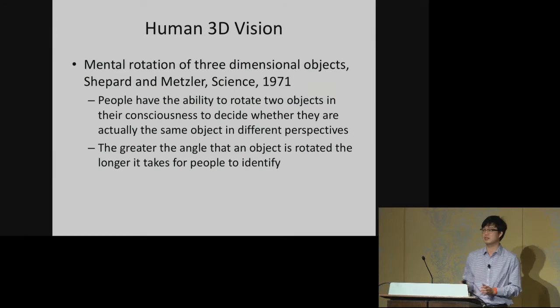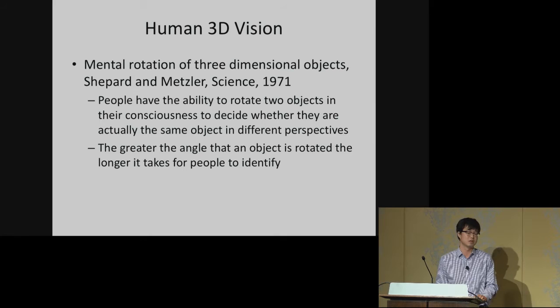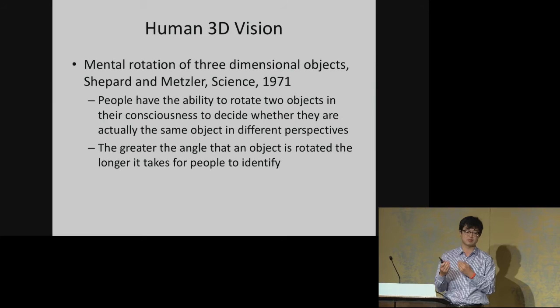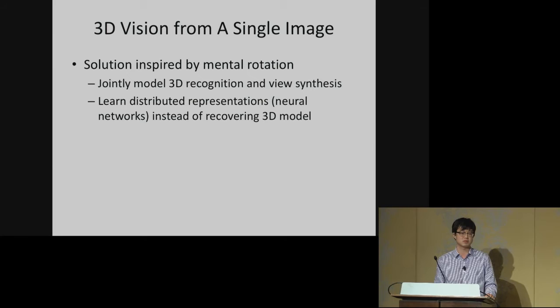So I think most people know that this is a very famous mental rotation experiment established a long time ago. People found out that human beings have the ability to rotate two objects in their consciousness to decide whether they are the same object in different perspectives or not. And also, the greater the angle the object is rotated, the longer it takes for humans to identify. That's just a message we learned. So our solution is inspired by this experiment. We would like to jointly model the 3D recognition problem and the view synthesis, and also learn distributed representations instead of recovering a 3D model.